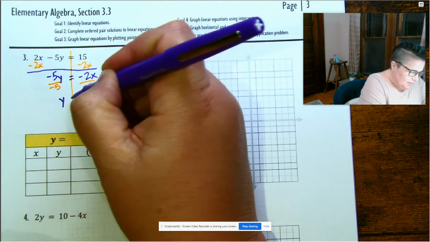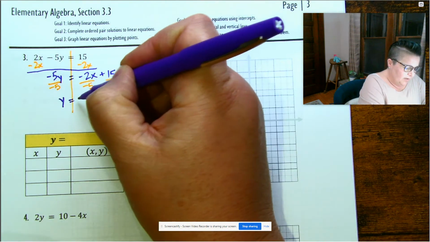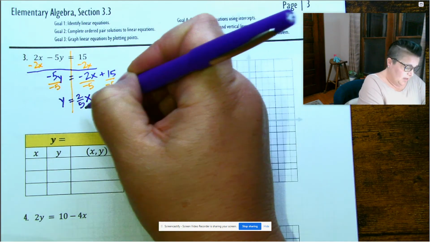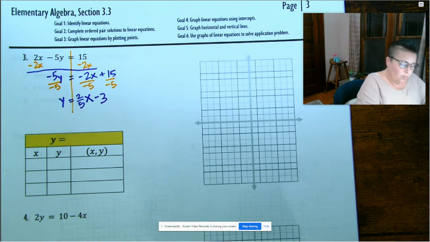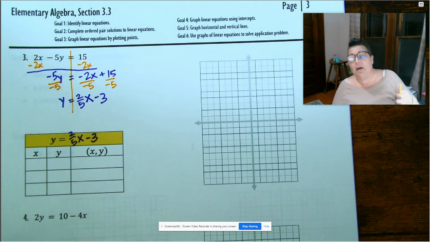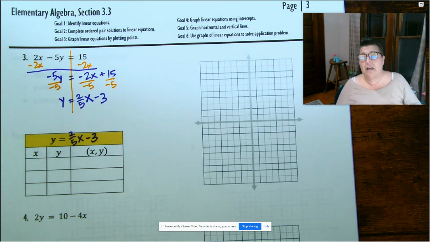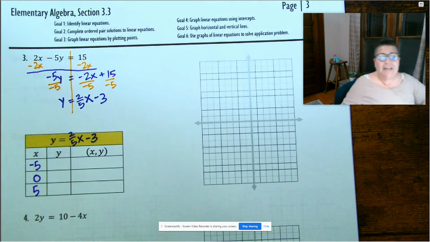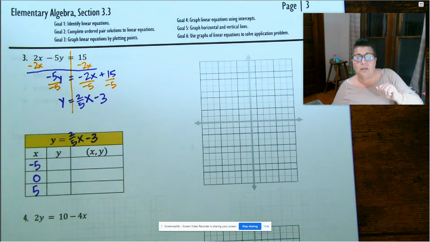This will give me y equals negative 2 over negative 5, which is 2/5 x, plus 15 over negative 5, which is negative 3. So I have y equals 2/5 x minus 3. Do you see how I have a fraction here? I have a denominator. So when I choose my 3 x values, I am going to choose multiples of that denominator, one positive, one negative. And to keep this really easy, I'm going to choose negative 5, positive 5, and then I'm going to hit that 0 because 0 is always the easiest one.